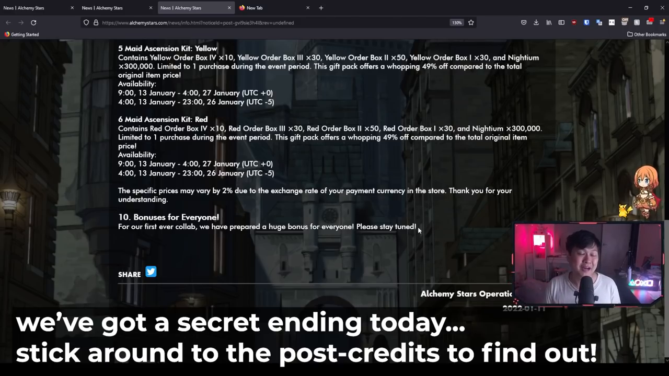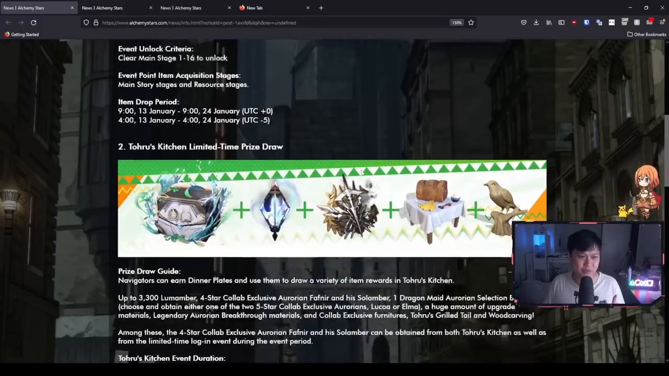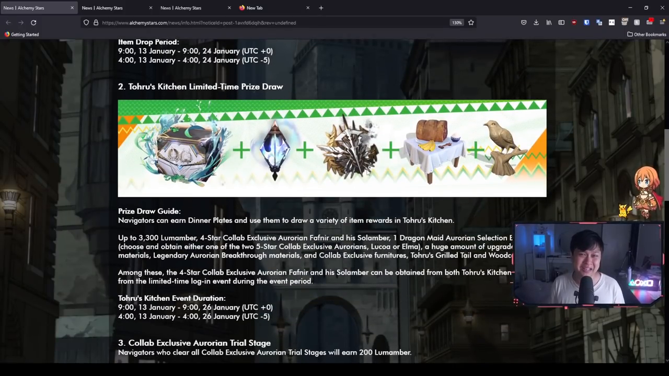And so that is where I'm gonna pass off the secret question to you guys. What do you think this huge bonus for everyone is going to be? Do you think it's just gonna be 3000 Lumamba, or do you think it's gonna be a little bit spicier than that? Other than that, you guys need to tell me about this tail thing. I really don't get it. Why are we eating Toru's tail? Come on, man. But otherwise, just let me know how you guys feel about this collab.